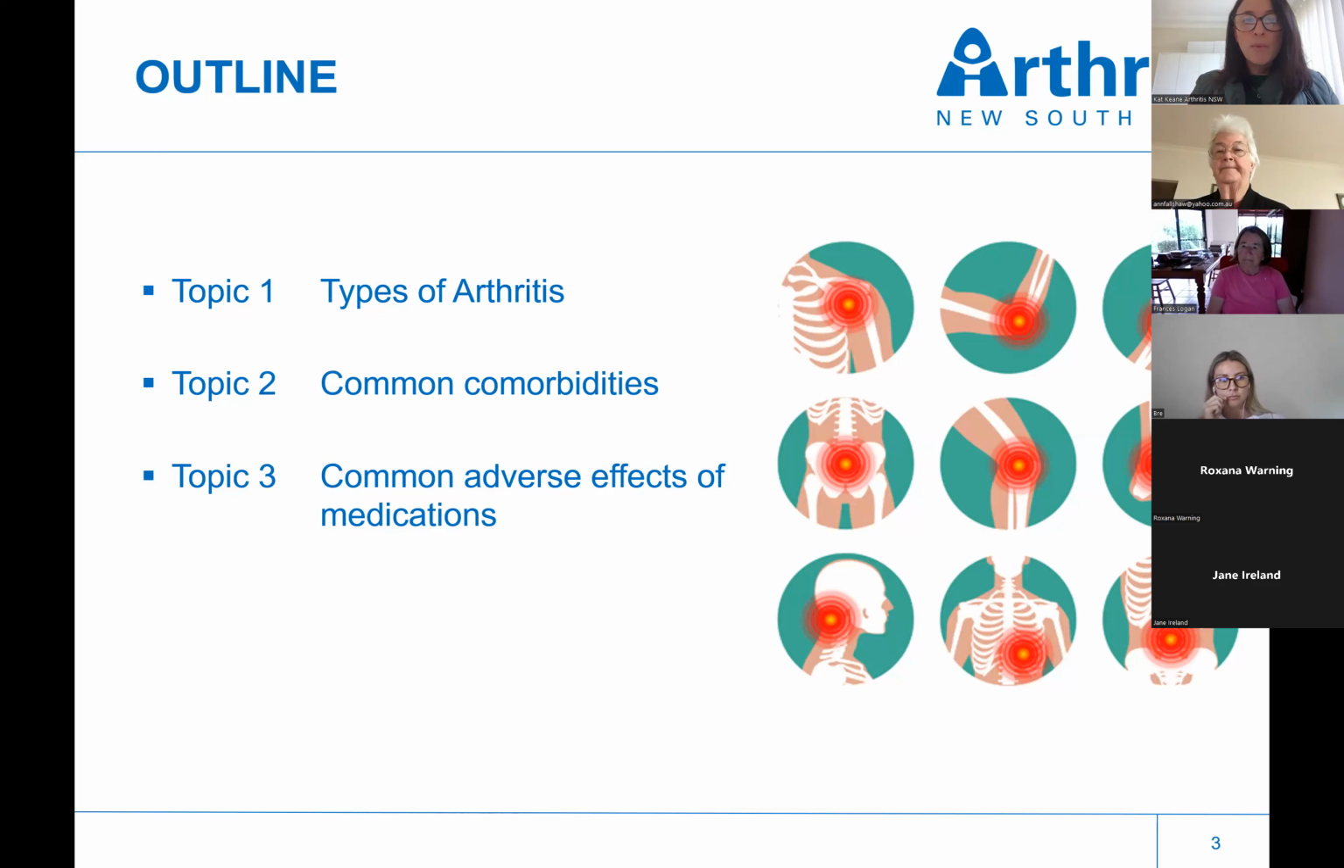The next topic we'll be looking at is common comorbidities, and just discussing those in relation to arthritis and how they may affect us long term, and then some common adverse effects of medications that you may be on. So this might be more relevant to people who have autoimmune, autoinflammatory type arthritis conditions, but also very much will be relevant to those with osteoarthritis also.